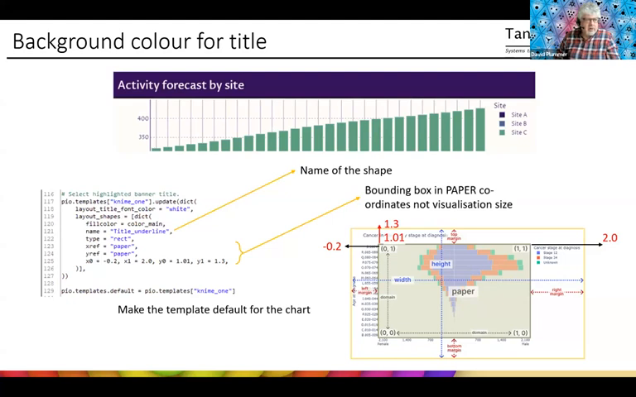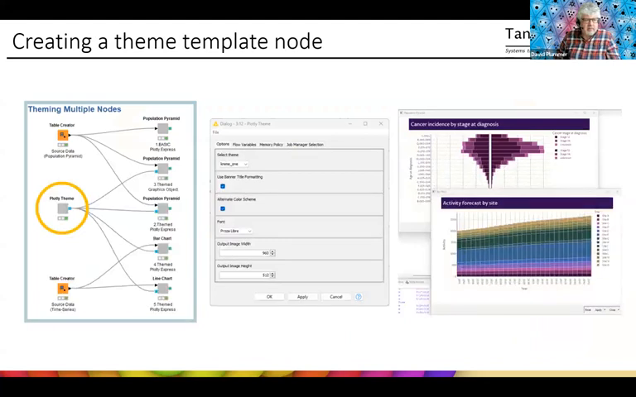The final thing we need to do is that once we've updated the template, we then need to set the default template in Plotly to be the template that we've created. And then once we've set the default, that will be applied to the visual itself. And we'll get the visual that I showed at the start.